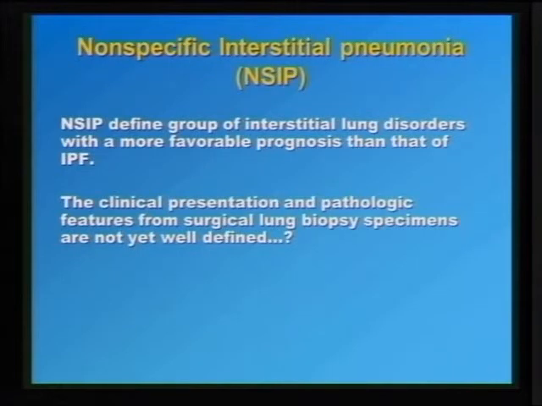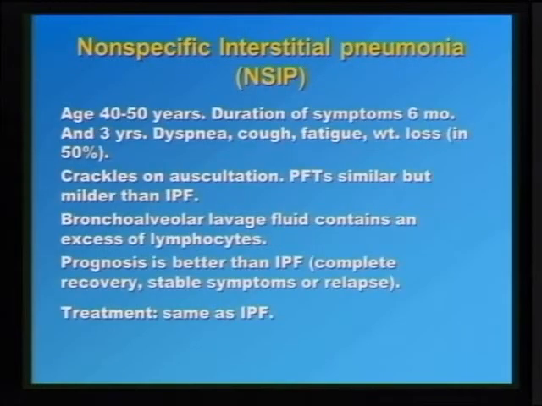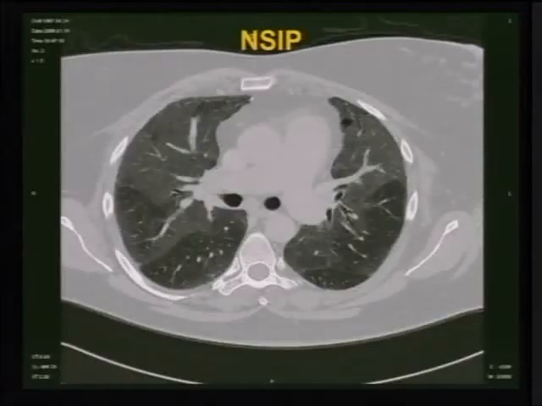We need to recognize there are 2 forms of non-specific interstitial pneumonia. There is a cellular form and there is a fibrotic form. And the fibrotic form can be hard to separate from IPF or from early IPF. But obviously the progression is going to be different. But very quickly, I'm just going to show you some examples of NSIP, proven NSIP.